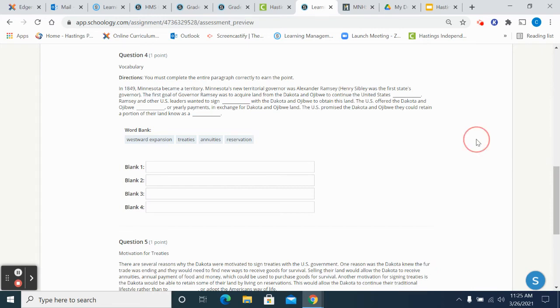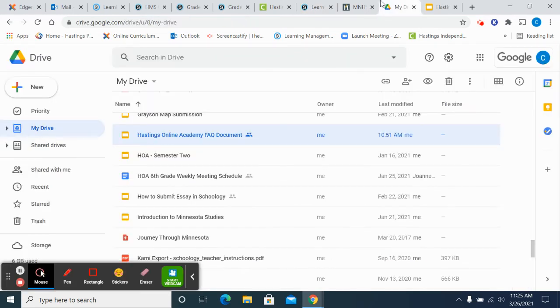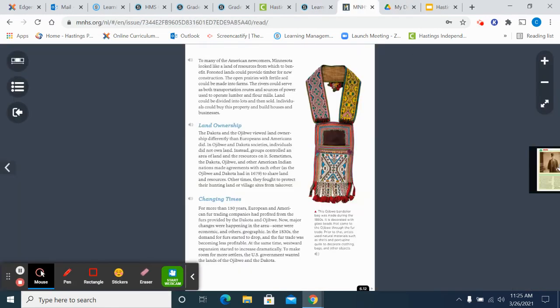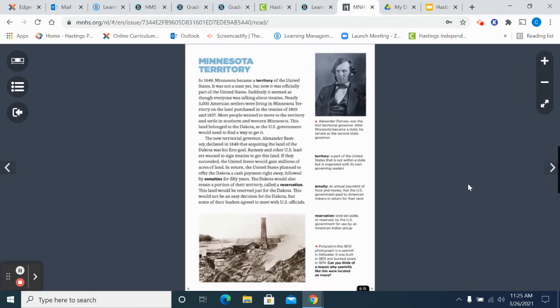So, where could you find that? My apologies, I don't know why that just happened. Where can you find that information? Go to page 6.15 in your online textbook, and here you're going to have to read the entire section on Minnesota Territory. In other words, these two paragraphs. So you're going to find your information here.